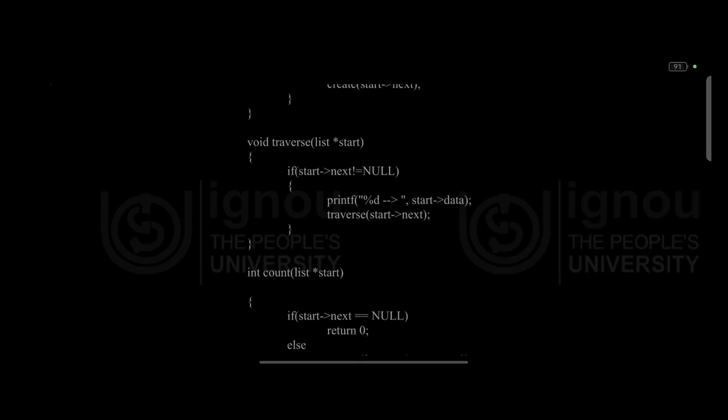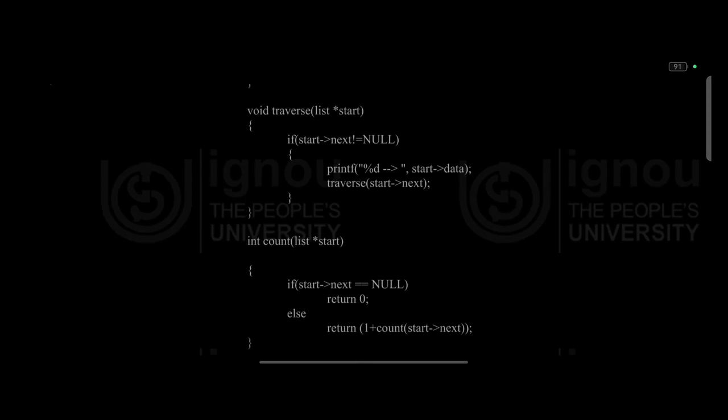Void traverse list *start. If start minus greater than next not equal to null.